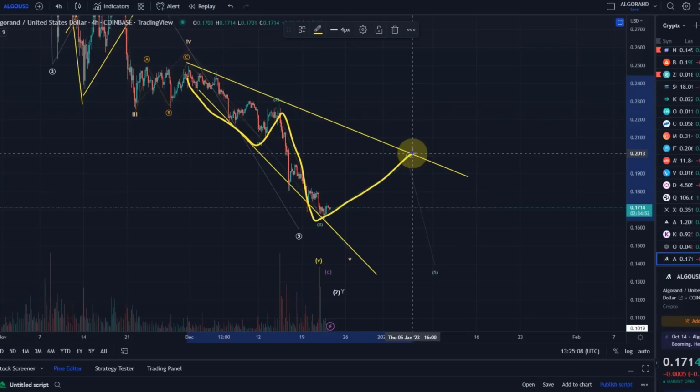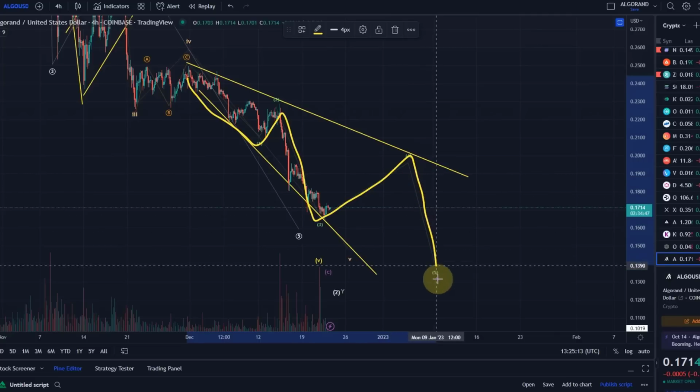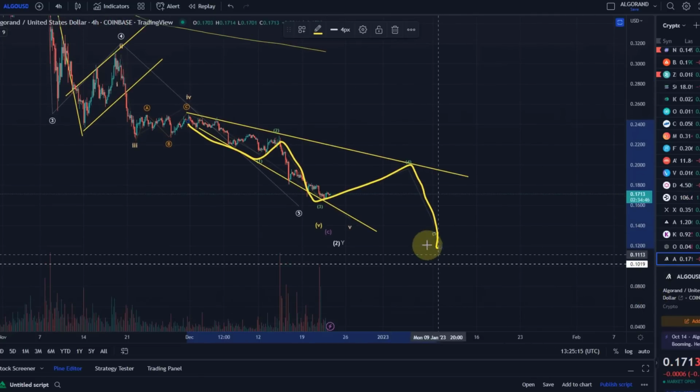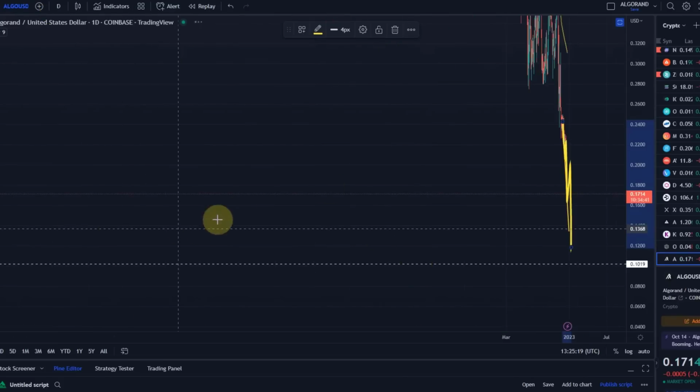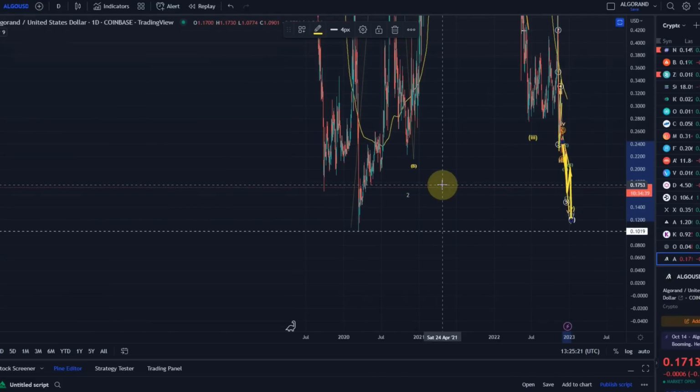And then we could explore if the low was already in. But at the moment, I would say there's probably one more leg down at least. And we could really test the 10 cent level, because this is the major support that we've got here that we just talked about, as you can see.